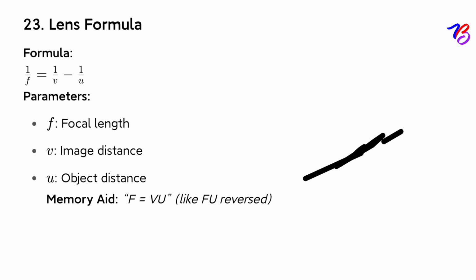23, lens formula, very important. 1 over F is equal to 1 over V minus 1 over U. Our F is the focal length, our U is object distance, our V is image distance. Triune component captured. Memory aid, F is equal to VU.